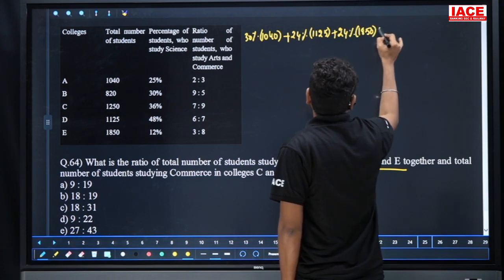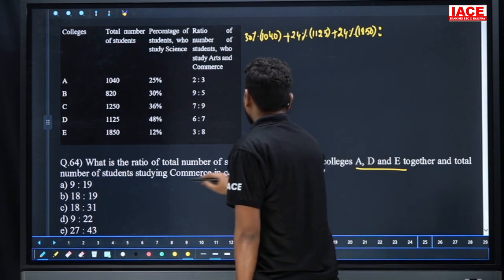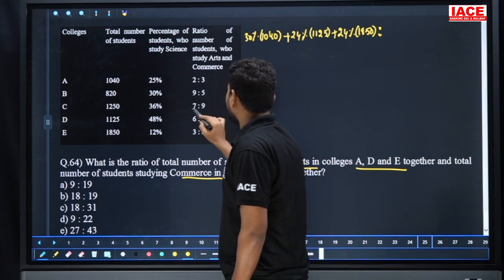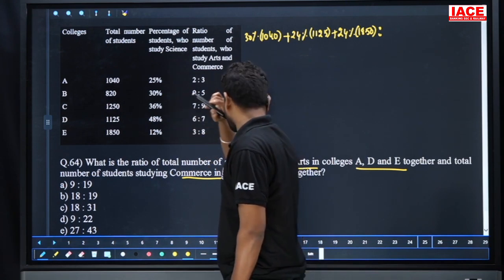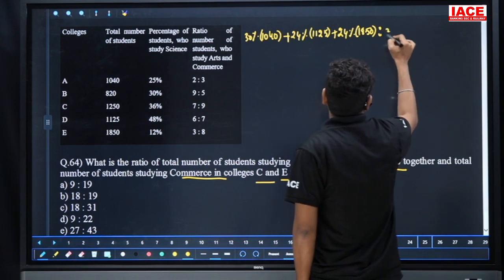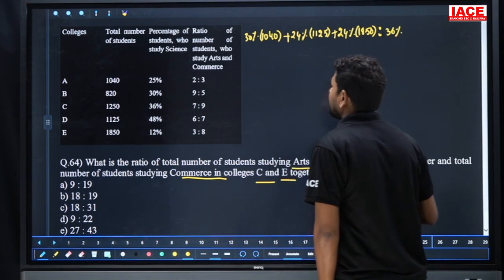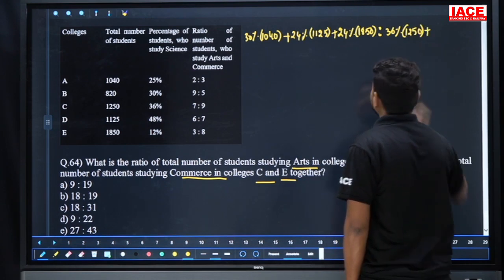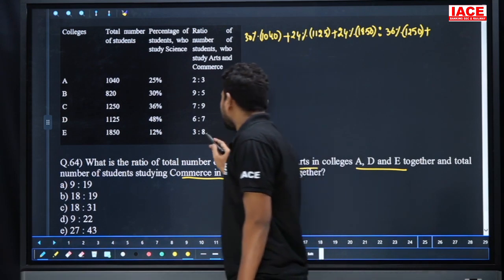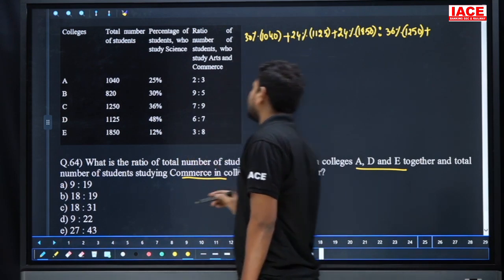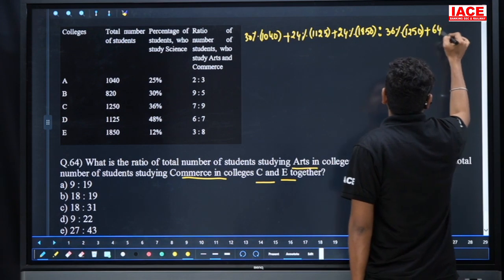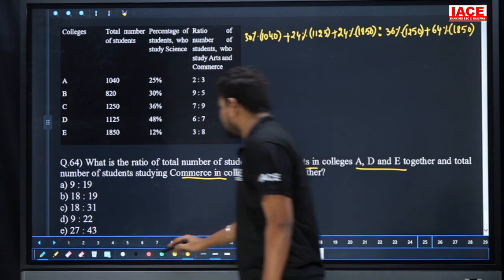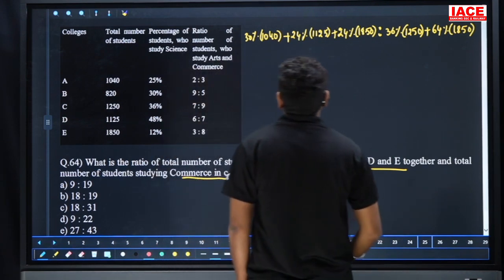1850, ratio to, and next values we should write college commerce C and E. C and E values, so here 9 parts. 7 plus 9 it is 16. 16 into 64, it is 4 times, 4 nines are 36. Then 36 percentage of C college 1250, 1250, and plus the next last one is E. So 8 plus 3 is 11, 11 into 88, 8 times 8 is 64, 64 percentage of 1850.